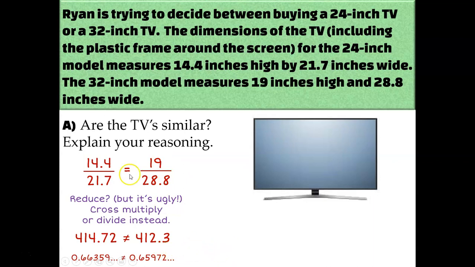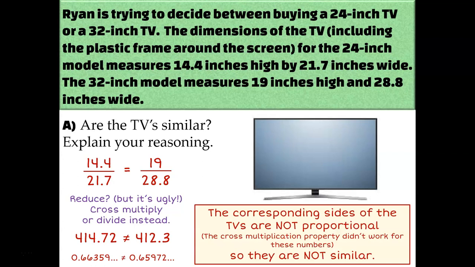It is important, especially on fractions as ugly as these two, to give lots of decimal points, because for example, if we had just rounded to the nearest hundredth, they would actually both be 0.66. But if you look at more decimal points beyond the hundredth place, you'll see that they are not the same decimal, and therefore these two TVs are not similar, because their side lengths, including the plastic frame around the screen, were not proportional.